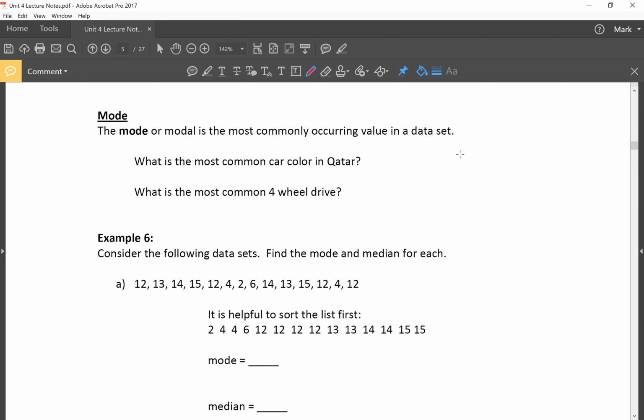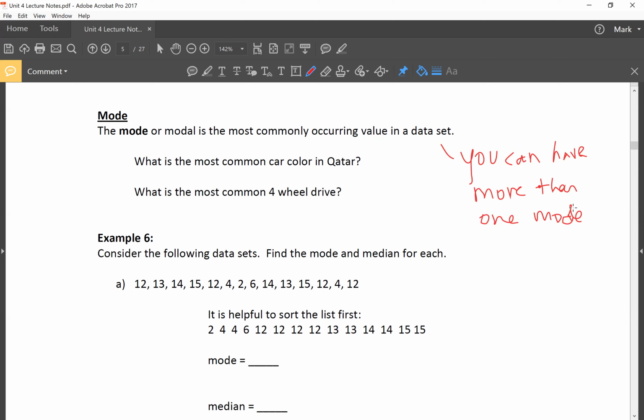You can have, and I'm really sad about my pen, guys. You can have more than one mode. So you can have more than one.